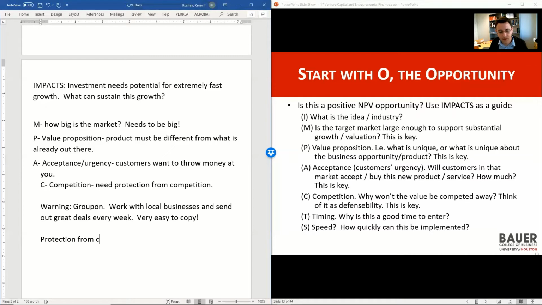You need some kind of protection from competition. What are some ways that a company can protect itself from an entrant coming in and just copying the deal, copying the idea? Sometimes students will say that, well, once you grow, you can buy out competitors.